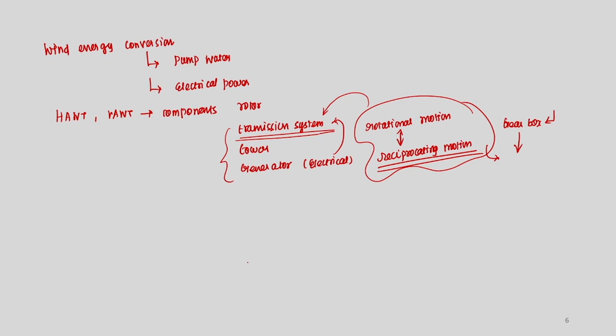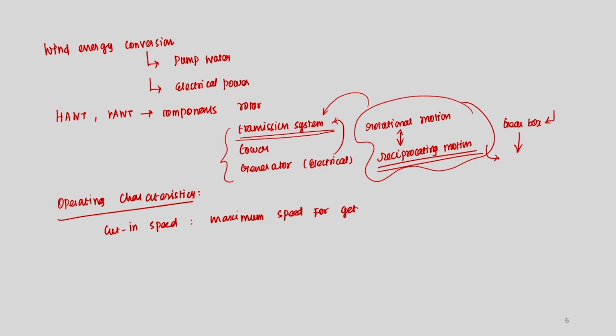Okay. So, that we had seen, and then we had seen about the operating characteristics. So, in that, cut-in speed, which is nothing but the minimum speed for getting usable power. So, that means what? Below which you will not get any useful conversion of wind energy.